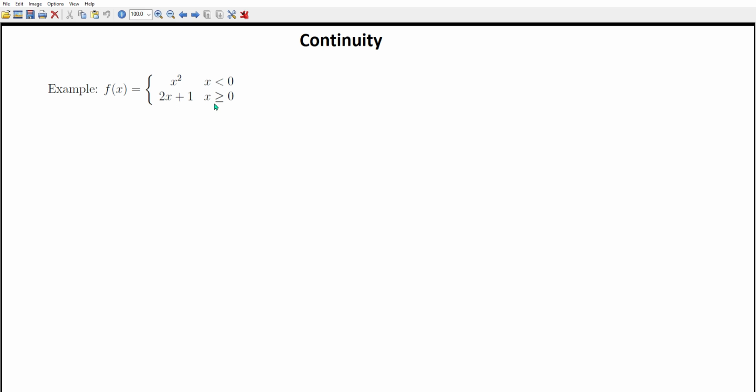The question here is: is this function continuous when x equals 0? So what we do is we look at the limit as x goes to 0 plus of f of x, which as we can see here is 2x plus 1 because x is bigger than 0. This is a polynomial. You just plug in x equals 0, you get 1.